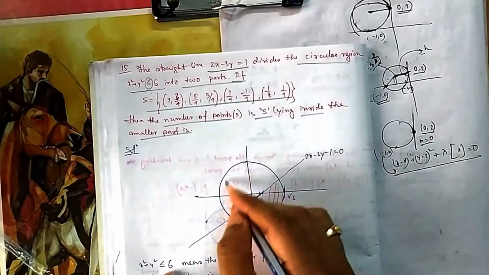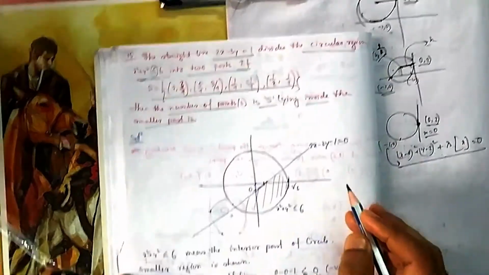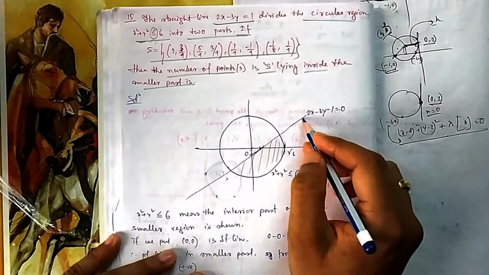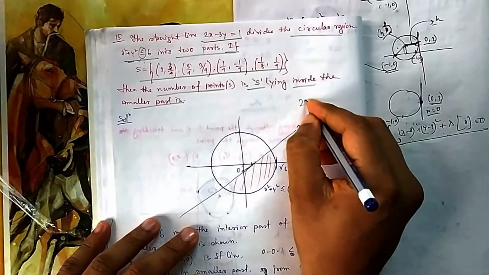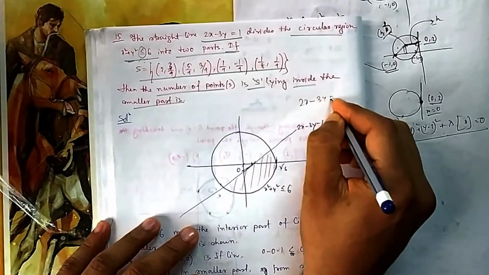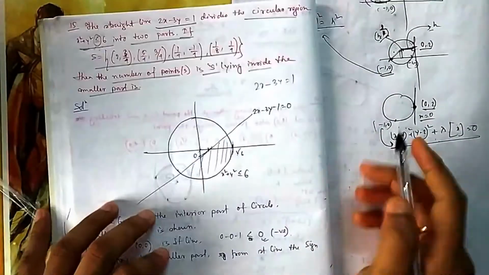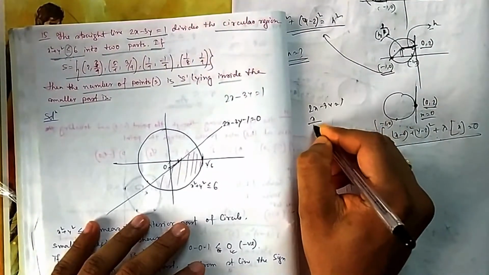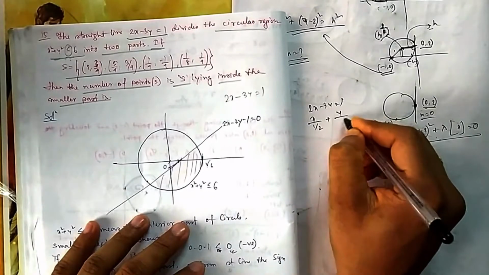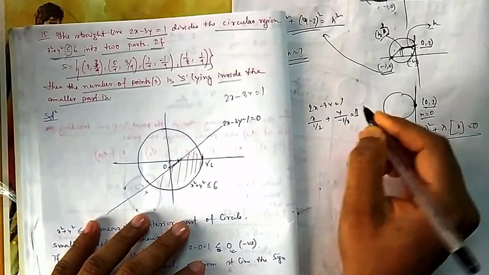This is very easy. This circle has center 0, 0 and radius root 6, that we have drawn. And the straight line we need to draw. How to draw the straight line? 2x minus 3y is equal to 1. So you can write it as x by half plus y by minus 1 by 3 is equal to 1. So the x-intercept will be half.